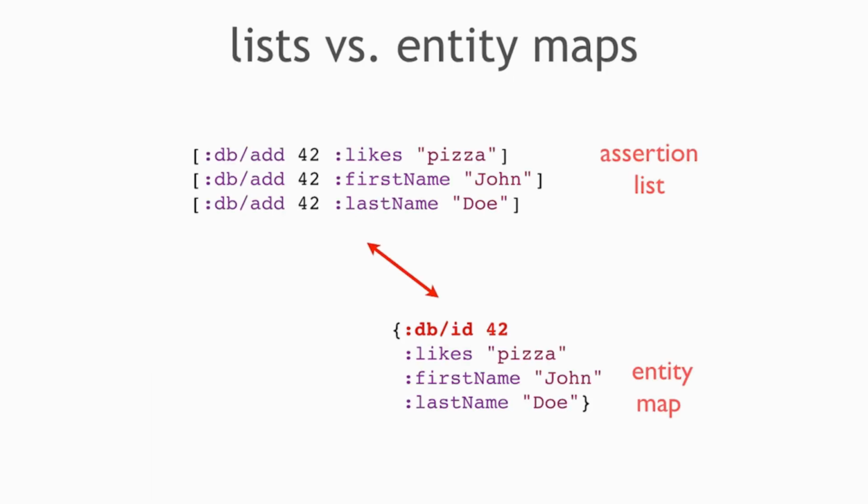These can also be nested. So if you look at, on the top, you have a list of assertions. So 5 tuples or 4 tuples, add, number, attribute value. And then at the bottom, you have the equivalent map form. What is the thing that actually gets stored in the database?